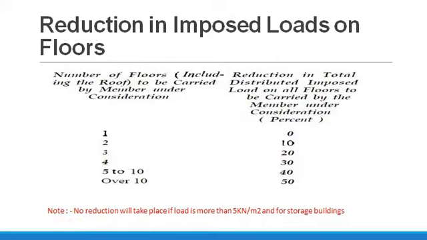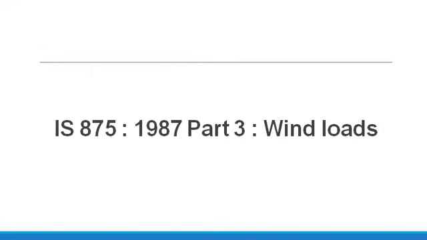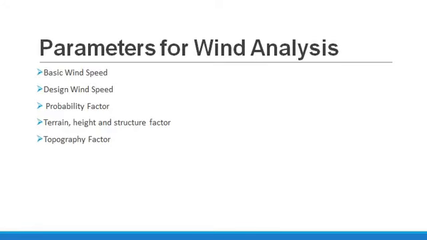Moving to our next part, that is Part 3, that comprises the wind loads. Now parameters for wind analysis. These are the following 5 parameters that affect the analysis. First is basic wind speed, second is design wind speed, third is the probability factor, fourth is the terrain height and structure factor, fifth is the topography factor.